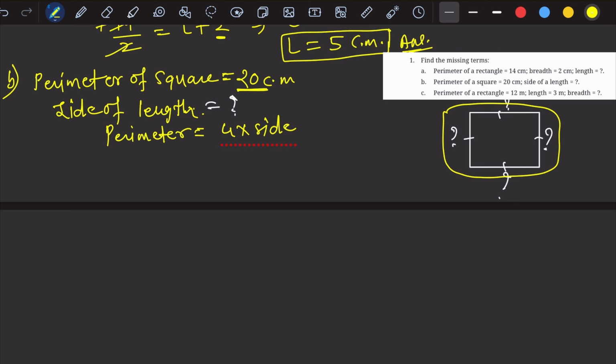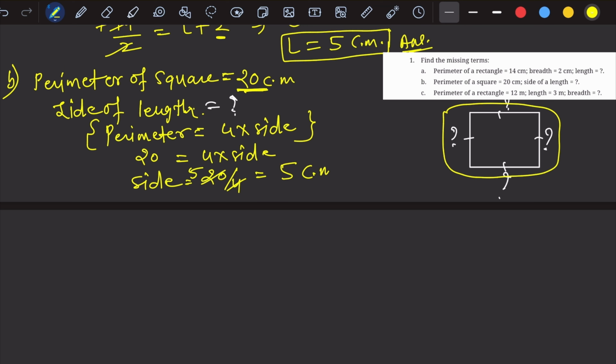We know the square has this formula of perimeter, so we will put 20 centimeter in the perimeter section and 4 into side. So what will be the value of side? 20 by 4, 4 5s are 20, so 5 centimeter is the answer. Each side will be 5 centimeter. Here 5 centimeter, here 5 centimeter, this will also be 5 centimeter. Okay, so this is how we can calculate.